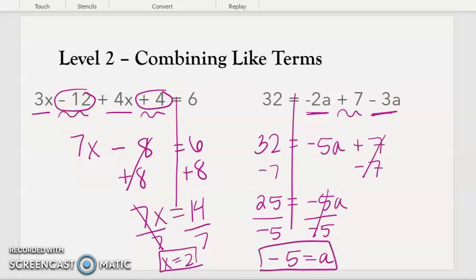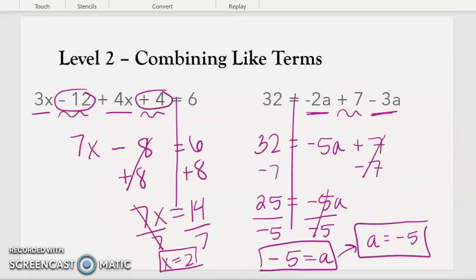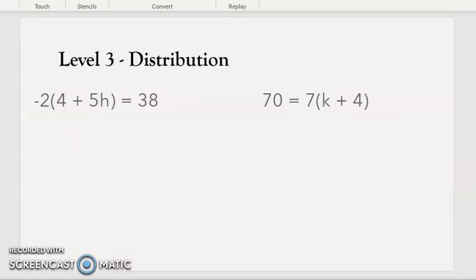You can do that, but again, that makes me sad. I do it, a equals negative 5. But again, does not matter. Okay? So level 1 is just like the basic solving. Level 2 is where we're combining like terms. Okay? Level 3, we're going to look at some distribution.